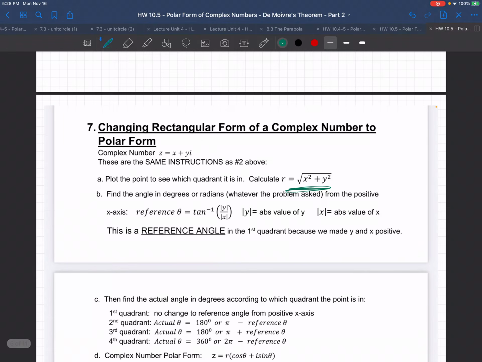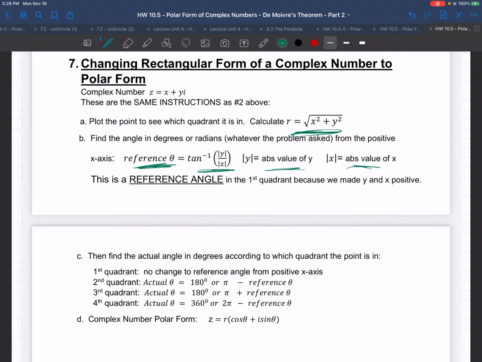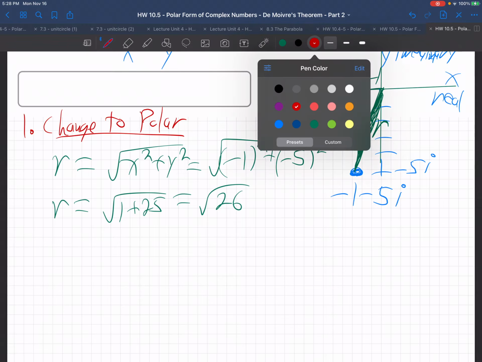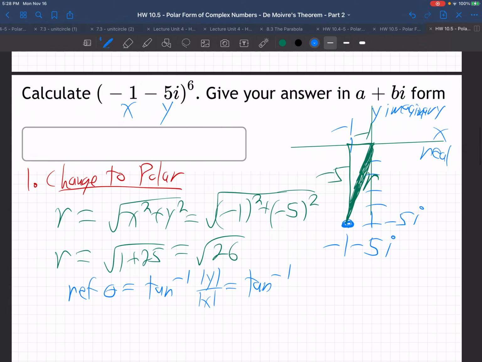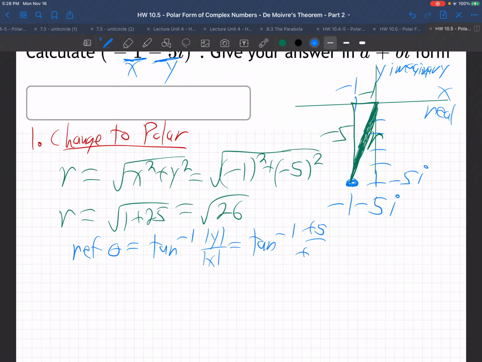And then for the angle, you find the reference angle theta, which is the inverse tangent of the absolute value of y over the absolute value of x. And then you've got to change that into an actual angle with the quadrant stuff. Remember that? So let's do that. What's y and x here? Well, y is negative 5, and x is negative 1. So we go positive 5 over positive 1, right? Absolute value makes them positive.